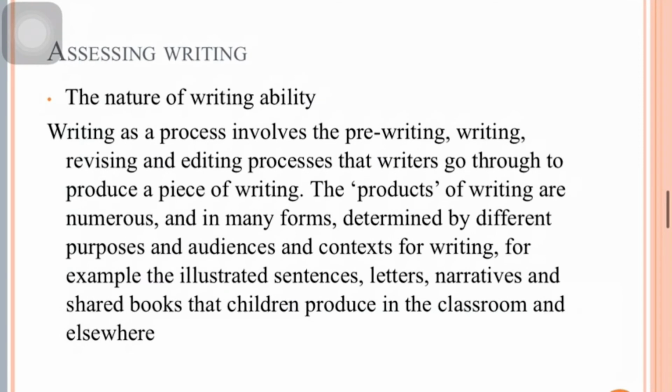Now we go to assessing writing. The nature of writing ability. Writing as a process involves the pre-writing, writing, revising, and editing processes that writers go through to produce a piece of writing. The products of writing are numerous and in many forms determined by different purposes and audiences and contexts for writing. For example, the illustrated sentences, letters, narratives, and shared books that children produce in the classroom and elsewhere.